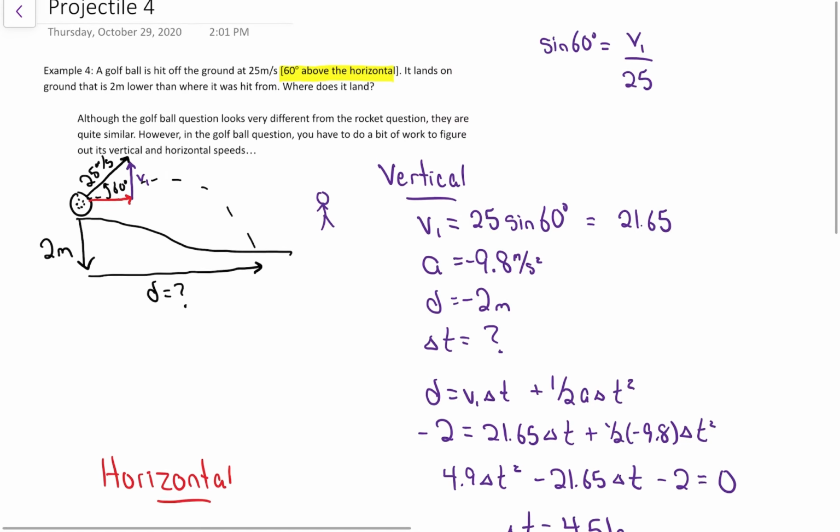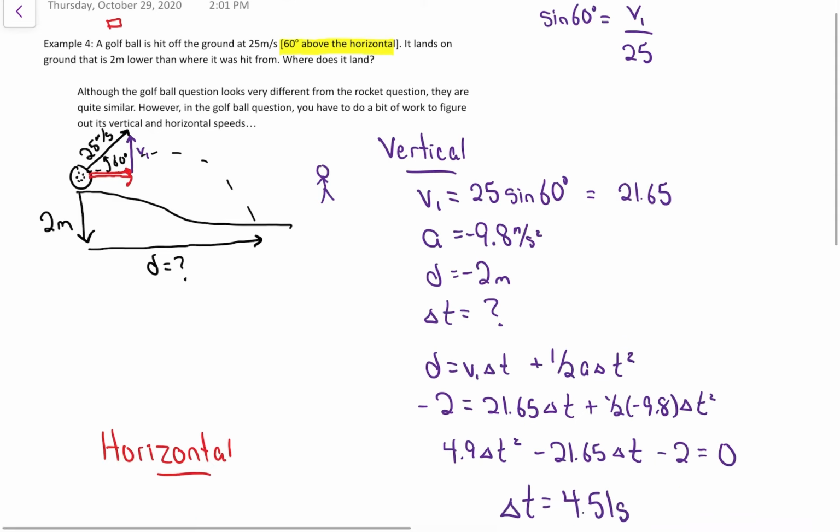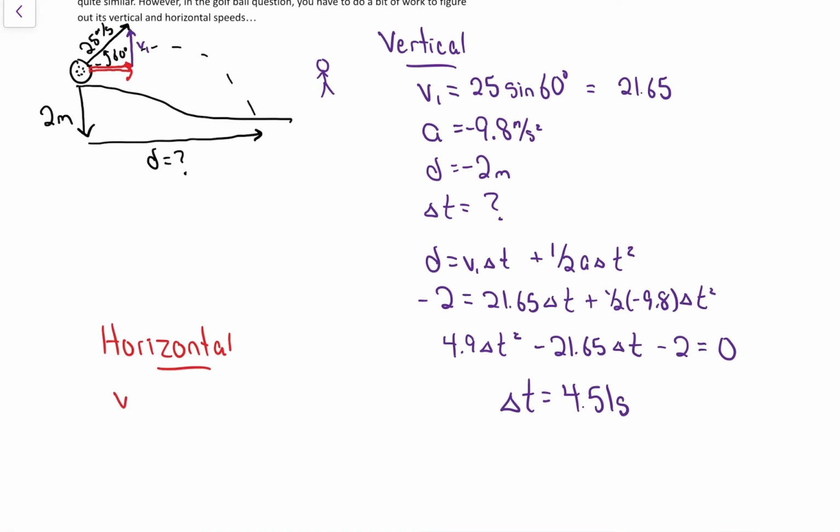Horizontally, it's not tracking across the ground at 25 meters per second. If there was a drone or some sort of camera really high above this looking down at it, it would see the ball moving across the ground horizontally at whatever this adjacent side of the triangle is. It's another trig thing. The horizontal speed is related to the cosine, so it's going to be 25 multiplied by the cosine of 60. And from our vertical, we know it's in the air for 4.51 seconds.